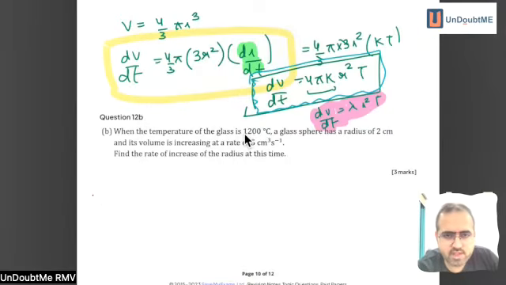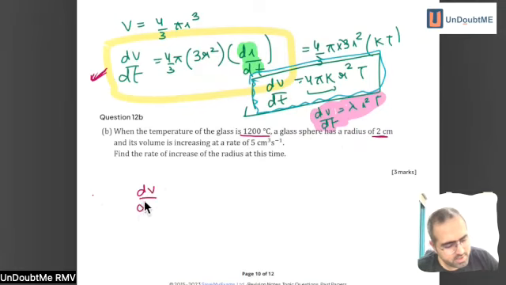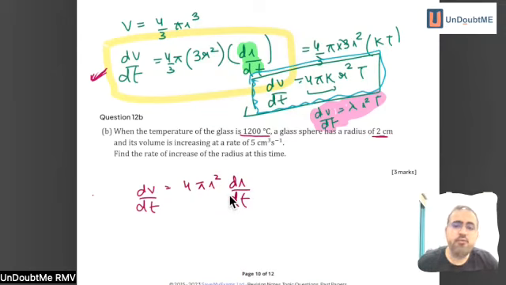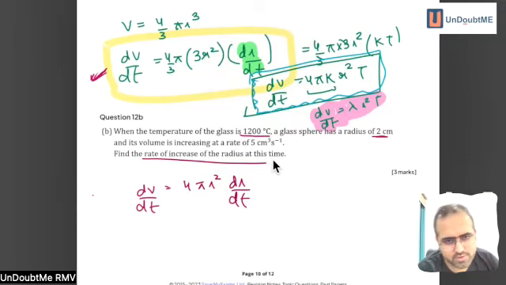It is not necessary that whatever information they give, we have to use everything. We can't use everything. So at this temperature, radius is 2. Even if we are using this radius, it means we are using that same temperature only. So I am using this expression. It will be dV by dt is equal to, 3 will be cancelled, so it is 4 pi r square dr by dt. Why do I have to use this expression? Because they are asking the rate of increase of radius. So I have no other option. I have to use this only.